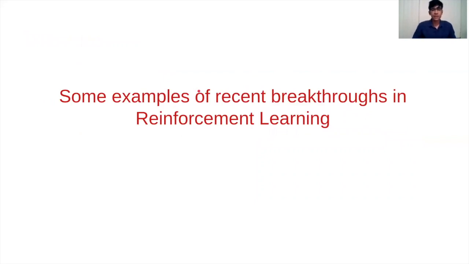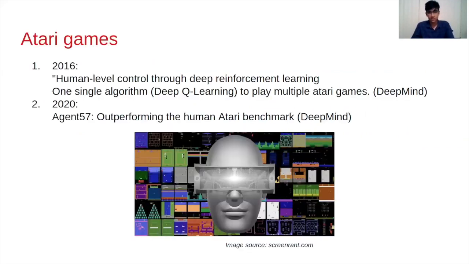So let's look at some examples of recent breakthroughs in reinforcement learning. I said that reinforcement learning can be applied to many areas, but let's look at some examples. Atari games: there is a set of a lot of games. In the year 2016, a company called DeepMind used a single reinforcement learning algorithm called deep Q learning to play multiple Atari games. It was just one algorithm which they designed, and that single algorithm could play multiple games. And in many cases, it was doing better than humans.